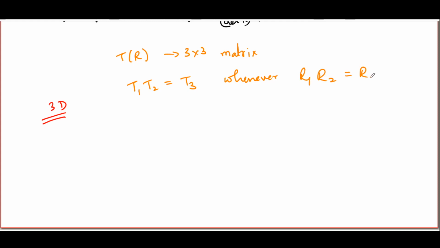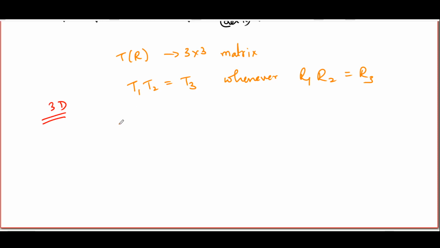Let us skip over the question about two-dimensional objects for the time being and go on to 3D objects. For 3D objects, if we are talking of linear transformations, the T of R should be a 3x3 matrix which acts on my 3-component column vector describing the object. So what we want are 3x3 matrices T1, T2, T3 corresponding to R1, R2, R3, which obey T1 T2 equals T3 whenever R1 R2 equals R3.